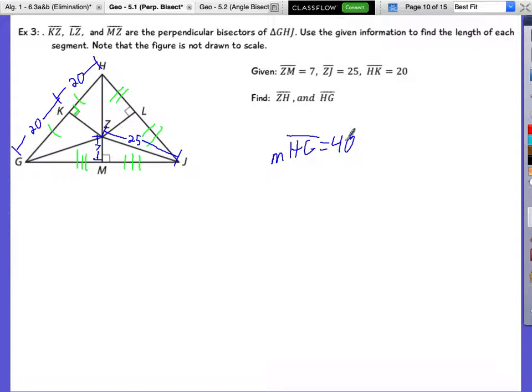So, how could we find ZH though? What do we know about the circumcenter? Did we just learn something from a theorem? Equidistant from what? All the vertices. So it's 25. So what's 25? ZH, because it's circumcenter to a vertex, and the circumcenter Z to vertex J is 25. So that means the measure of ZH has to be 25.